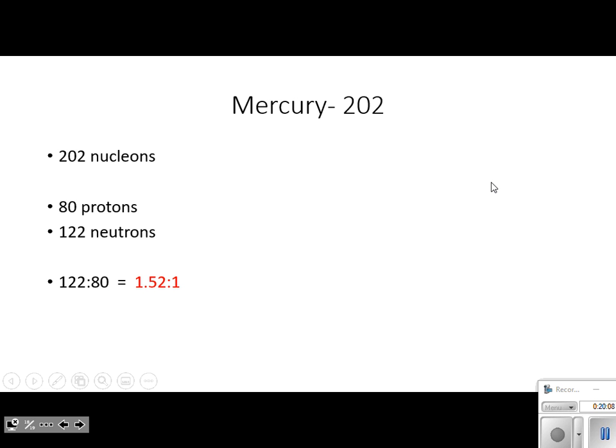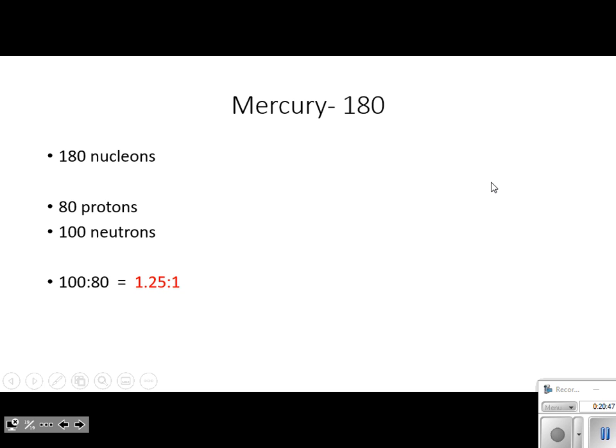Here's another one we're going to look at. Mercury-202. So it has 202 nucleons. I know that mercury on the periodic table has atomic number of 80. So that means 80 protons, 122 neutrons. Would you consider mercury a bigger or a smaller element? It's a bigger element. So does that 1.52 to 1 ratio make sense on it being stable? Absolutely.